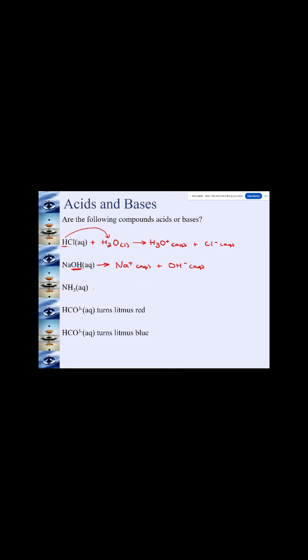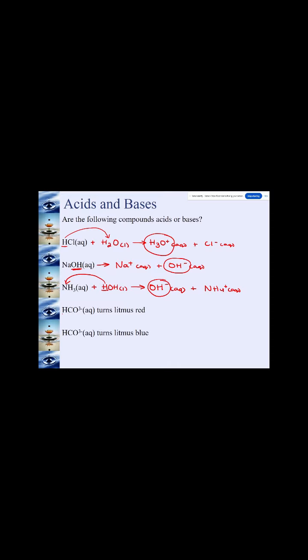Now, ammonia is something you have to memorize that acts as a weak base. What ammonia does is it also will produce hydroxide ions, but by taking a hydrogen away from the water. So water is left as hydroxide, and ammonia becomes the ammonium ion. Okay? So again, hydronium ions, acid. Hydroxide ions, base.